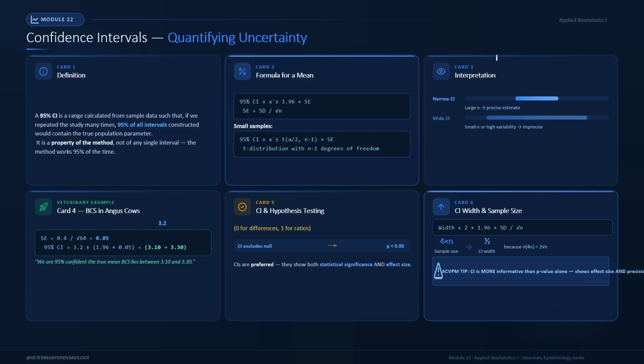Take our Angus cows with a body condition score of 3.2. We're 95% confident the true mean lies between 3.10 and 3.30. Bigger samples give you tighter, more precise intervals. And the takeaway: always report a confidence interval alongside your estimate because it's far more informative than a p-value on its own.